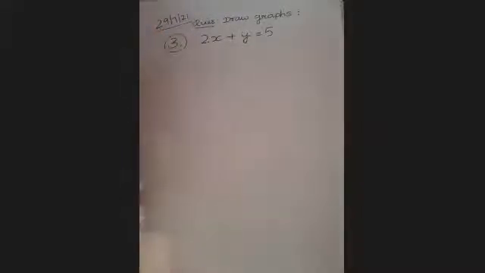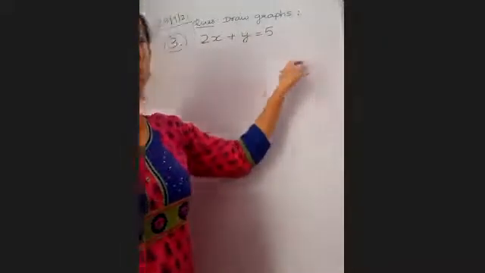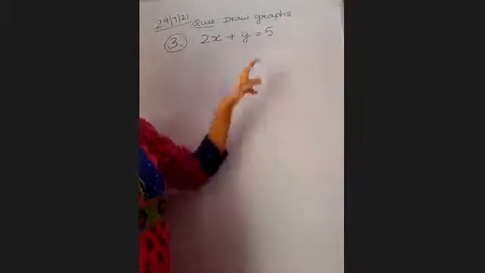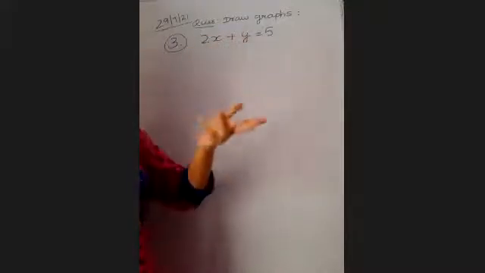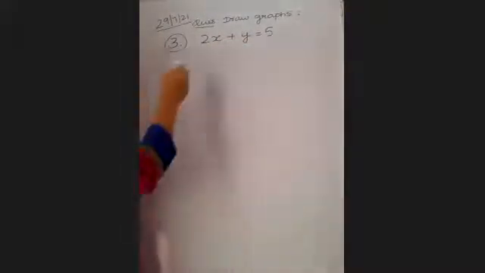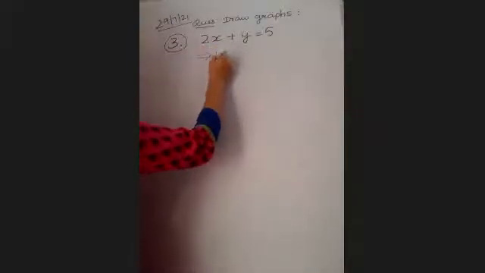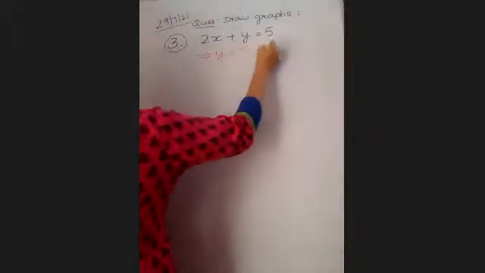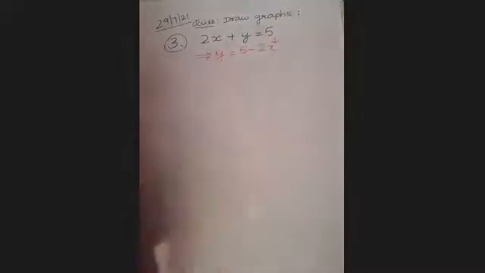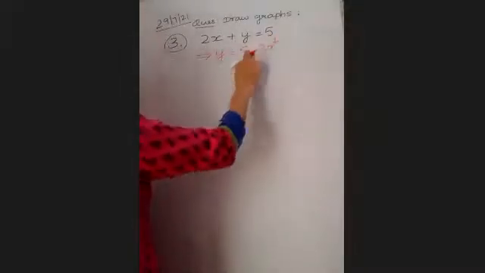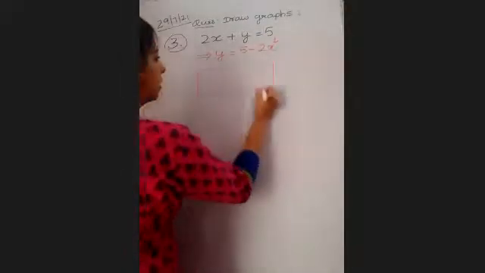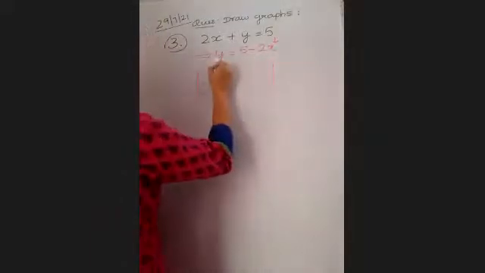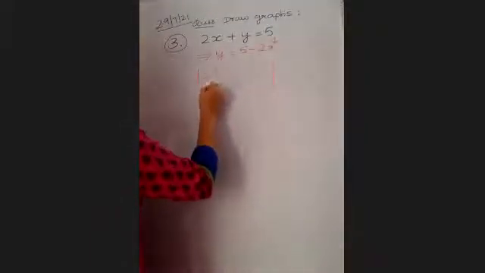Now let us take 2x plus y is equal to 5. Students, for such equations, look for the coefficient 1. The coefficient of x is 2 and the coefficient of y is 1. May I please write it as y is equal to 5 minus 2x? So now we shall assign values to x and solve it to get the values of y.